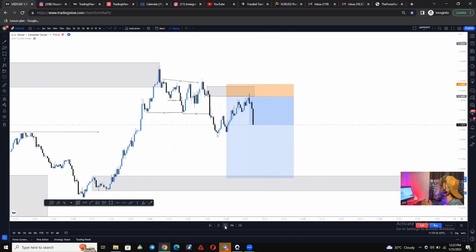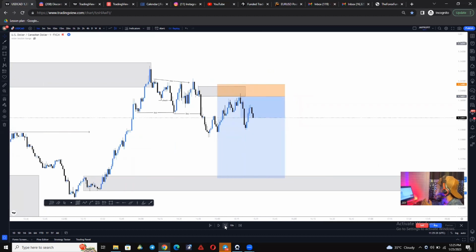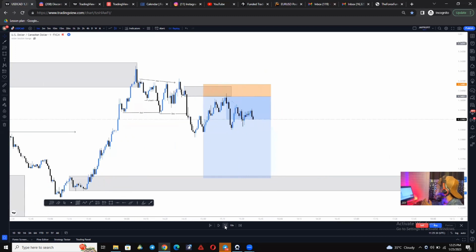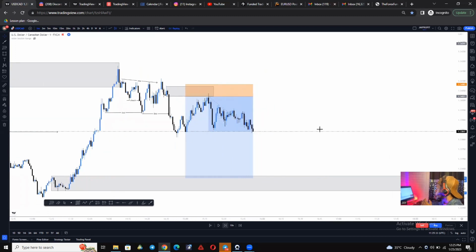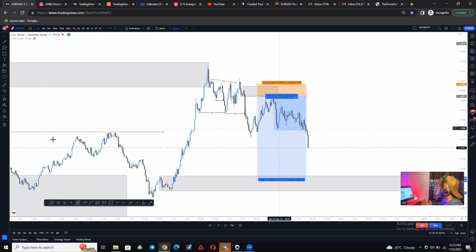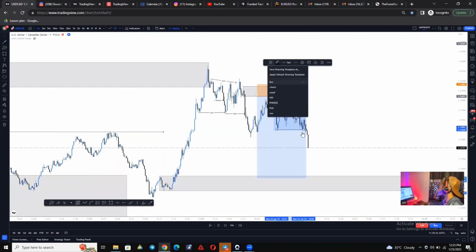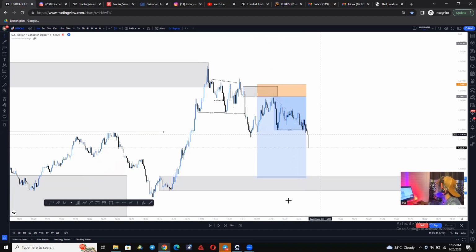Okay, we got tagged in on USD CAD and price started dropping. Per my trade management rules, I've had a break of structure right about this point. So what happens, I'll put my stops to break even. All right, always have a trade management rule as well. Very, very helpful. Okay, so let's see how this plays out.